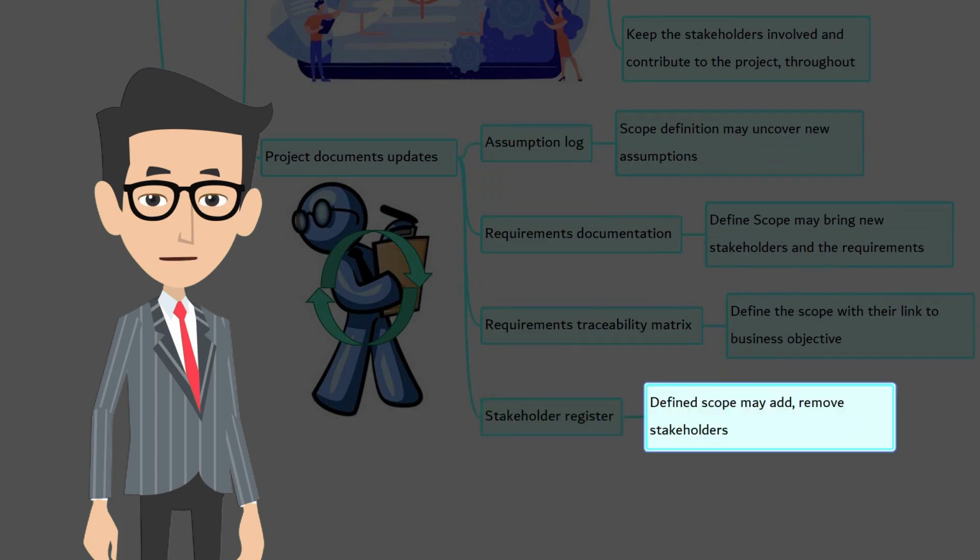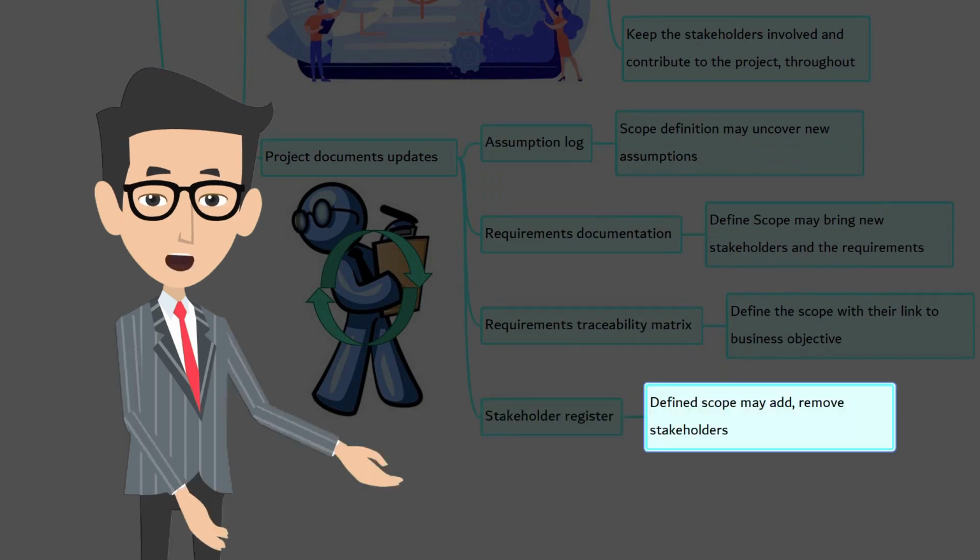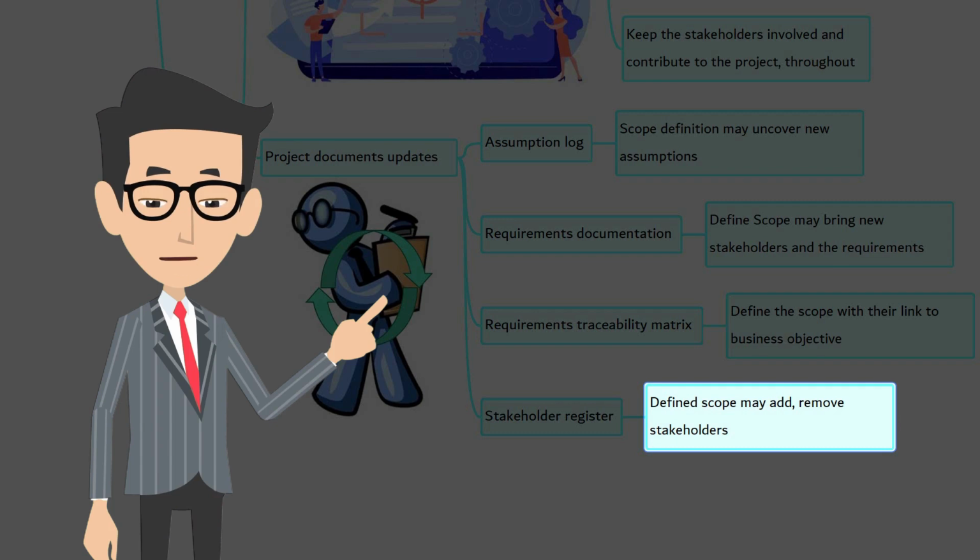Stakeholder register. As an output of defining the scope, new stakeholders may get added, and existing stakeholders may no longer be part of the project, and they need to be removed. All right, that wraps up the ITTOs. Let's move to the next process.